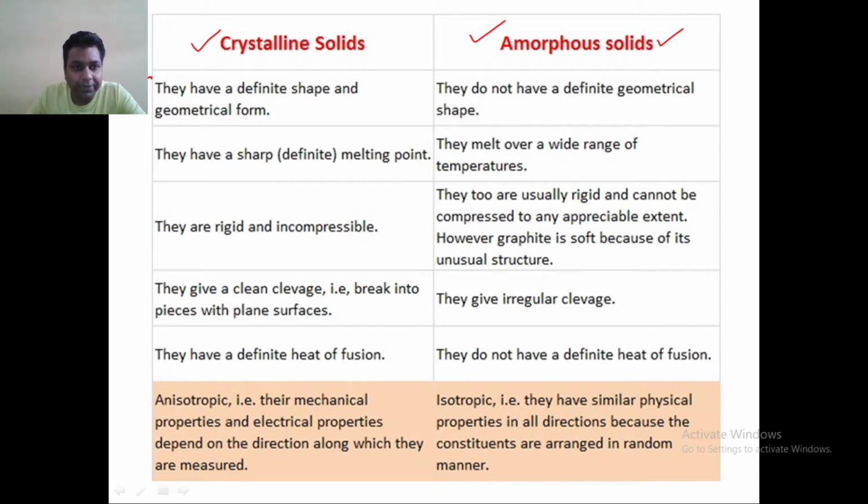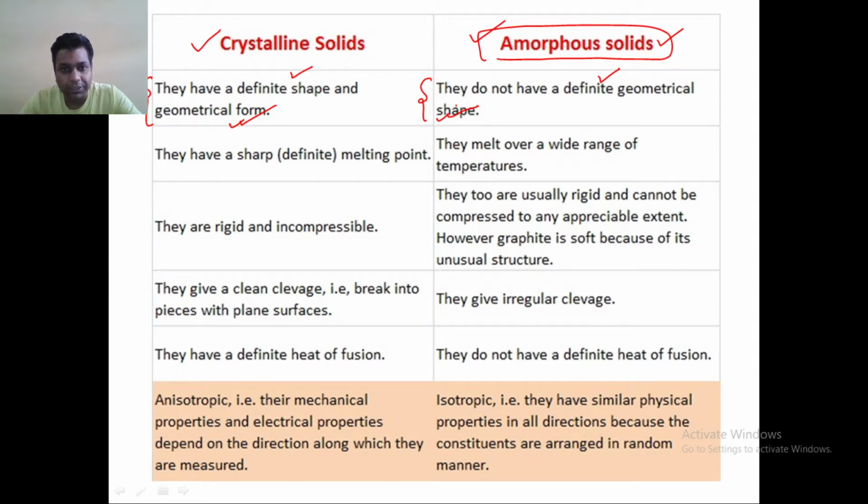The first thing, as we have seen in lecture number 1 also, is that a crystalline solid has a definite shape and geometrical form. I have shown pictures of crystalline solid and amorphous solid in lecture number 1, so you can refer to that picture. Crystalline solids have a definite shape and geometrical form, whereas amorphous solids do not have any geometrical shape. Okay, this is the first difference.